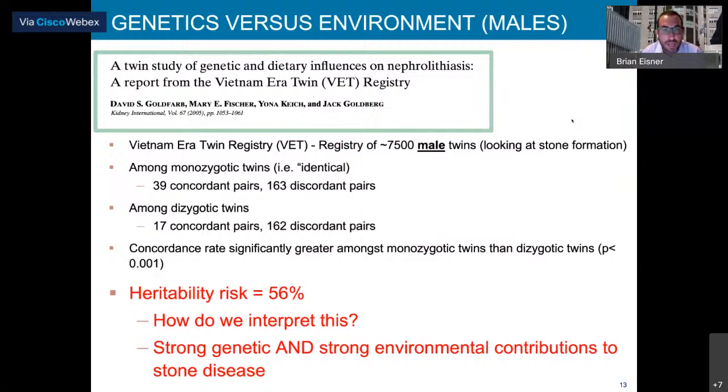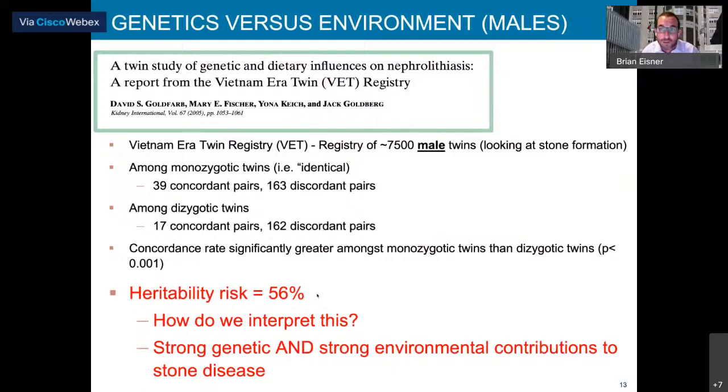What they find, of course, is that among identical twins or monozygotic twins, if one twin has a stone, there's a much higher likelihood that the other twin has a stone than among dizygotic twins. So monozygotic or identical twins are more concordant for stone prevalence and incidence than dizygotic twins. And there's a specific calculation the geneticists perform to predict the heritability. They say in this paper that 56% of stone disease is heritable.